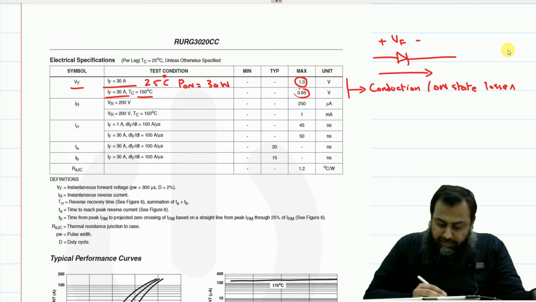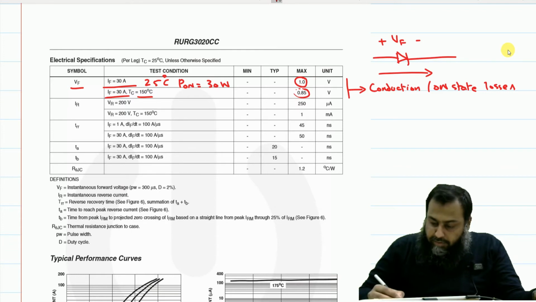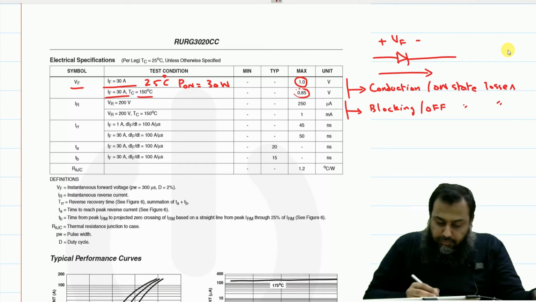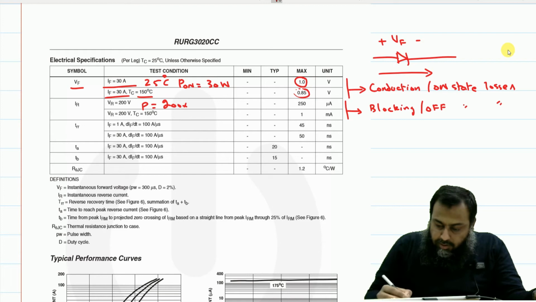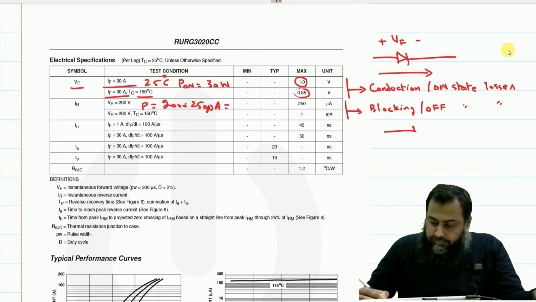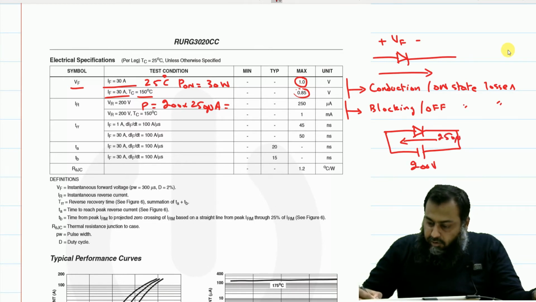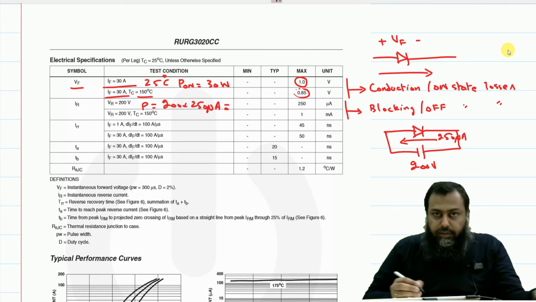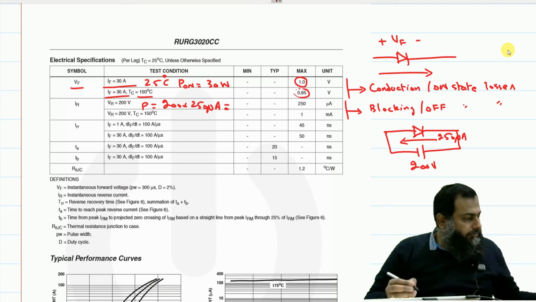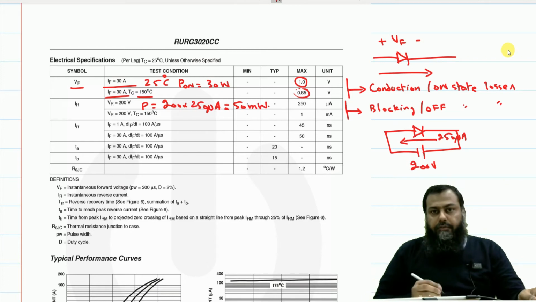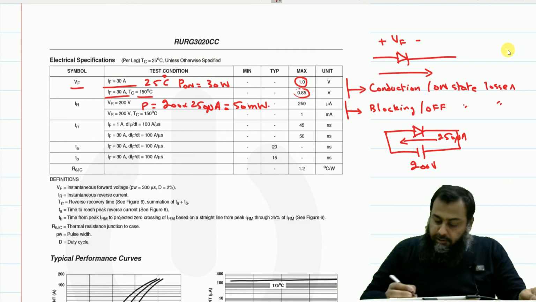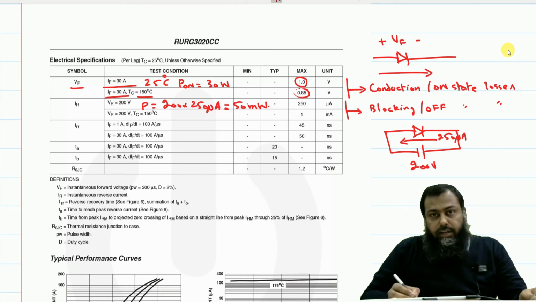This parameter, which states the reverse current when the diode is in a blocking mode, provides us information about the blocking losses or the off-state losses of this diode. So for 200 volt, we have 250 microampere current that flows in this particular direction. If this is 200 volt and this is 250 microampere current, then the total blocking losses for this diode is merely equal to 50 milliwatt, which means that this diode is an excellent diode when it comes to the on-state losses and the off-state losses.